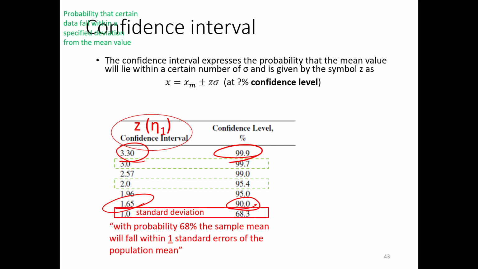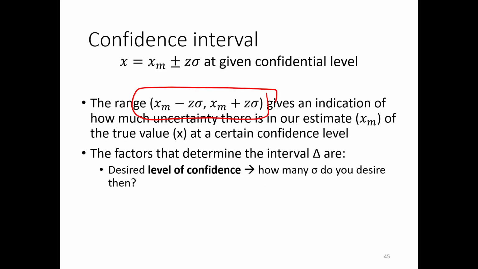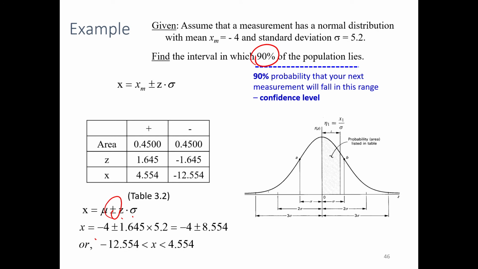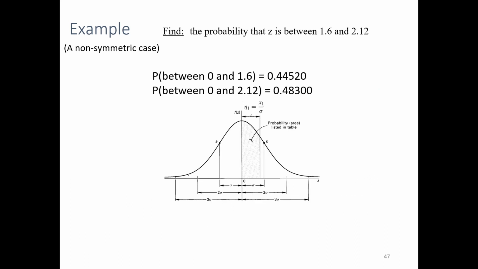Let's go back to the table. 1.65 or 1.645, both of them work fine, multiplied by 5.2, which means that your estimate is -4 and your uncertainty is 8.554, which is a very huge interval. But we don't know what the measurements are representing, so it may be very accurate. Again, you want to make this interval as small as possible. We're going to decrease the standard deviation. That's the goalpost, but we will never get there.